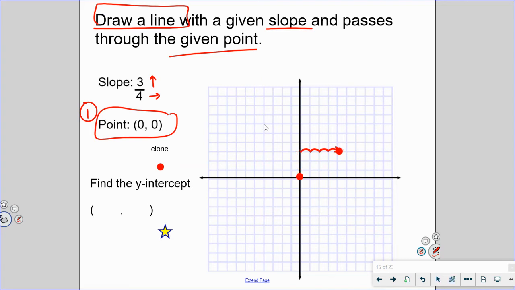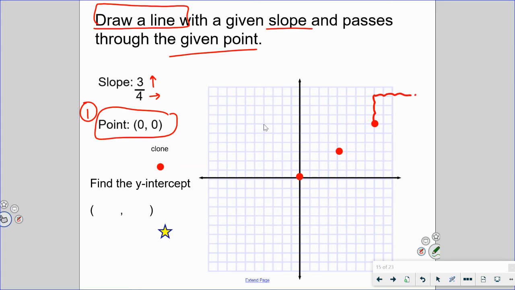But you know what? That's not good enough to me. So let's do it again. Let's take another rise of +3. 1, 2, 3. And another run of +4. 1, 2, 3, and 4. And there's another point in this relationship. Oh, you know what? I want to keep going. Okay, wait a second. Now we run into a problem. If I do a rise of 3 and a run of 4, it goes off the graph.